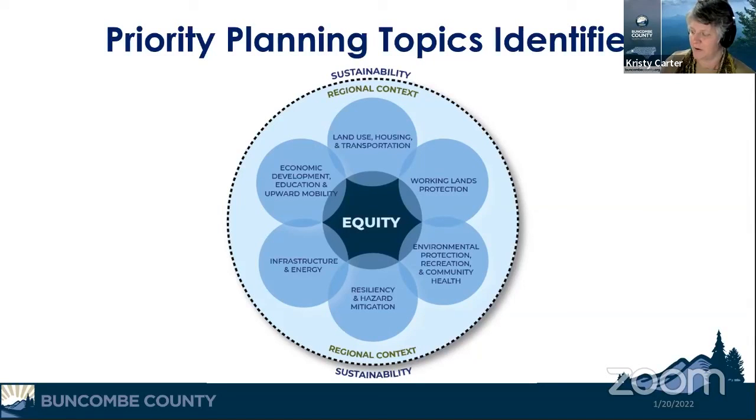The lighter blue circles identify critical planning topics that came from stakeholder interviews. These topics were vetted by the project steering committee. All of these issues sit within a regional context and all relate to the sustainability of the county over time. One of our exercises today will ask you for your feedback on these preliminary planning topics.